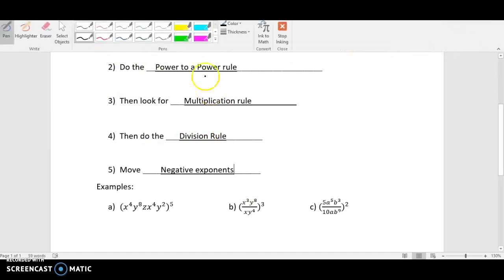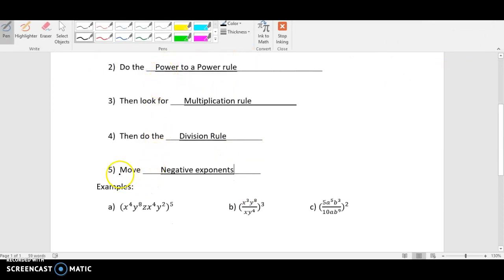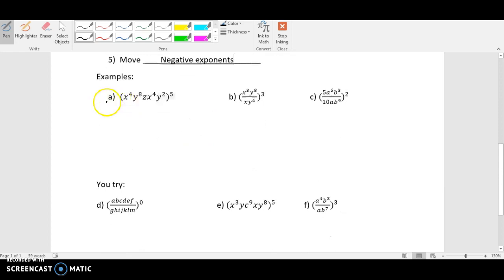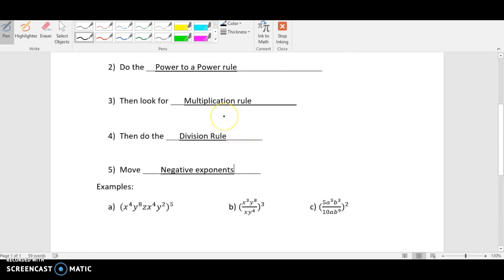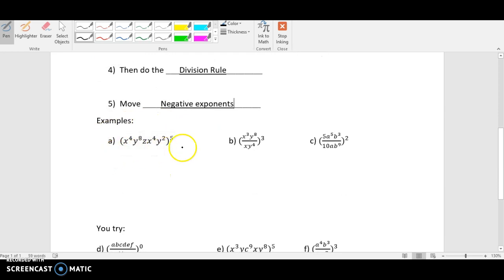Now that we see all these steps that we're going to follow, starting with looking for a zero exponent and moving all the way down to moving negative exponents, let's look at what that looks like in practice with a couple of problems. First off, example A: I have x to the 4th, y to the 8th, z, all times x to the 4th, y to the 2nd, all to the 5th. According to this, the first thing I'll do is look for a zero exponent. Well, I don't see one here, so I don't have to worry about that.